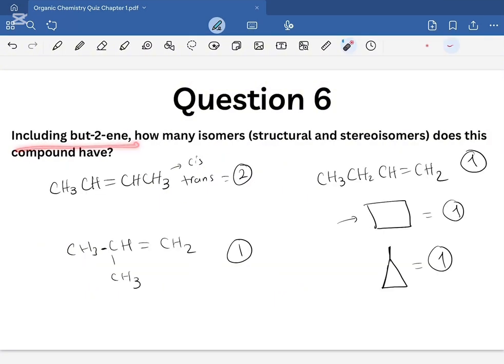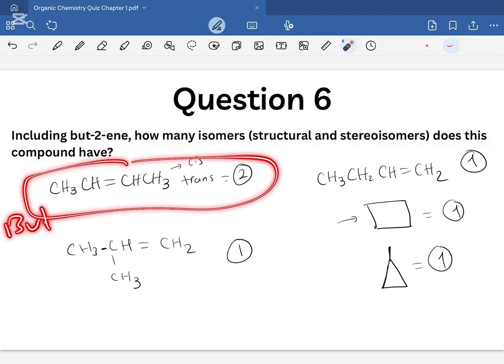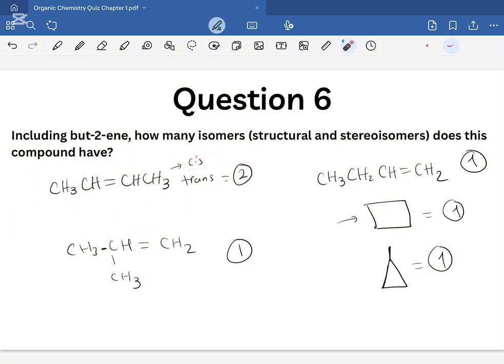Including butene, how many isomers, structural and stereoisomers, does this compound have? So let's start with butene. Now for butene, we're going to have cis and trans. And this is because this carbon is attached to a hydrogen and another group, which is CH3, and this carbon is attached to a hydrogen and another group, which is CH3. Now if they're on the same side, they could be cis. If they're on opposite sides, they could be trans. So now we have two stereoisomers for butene.